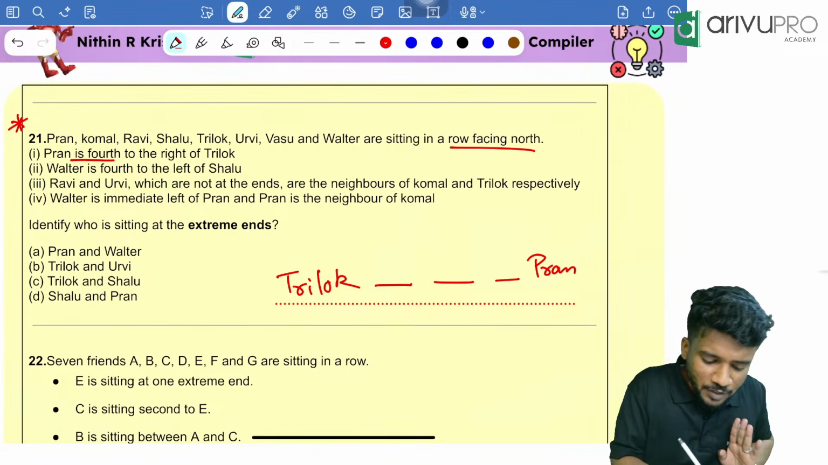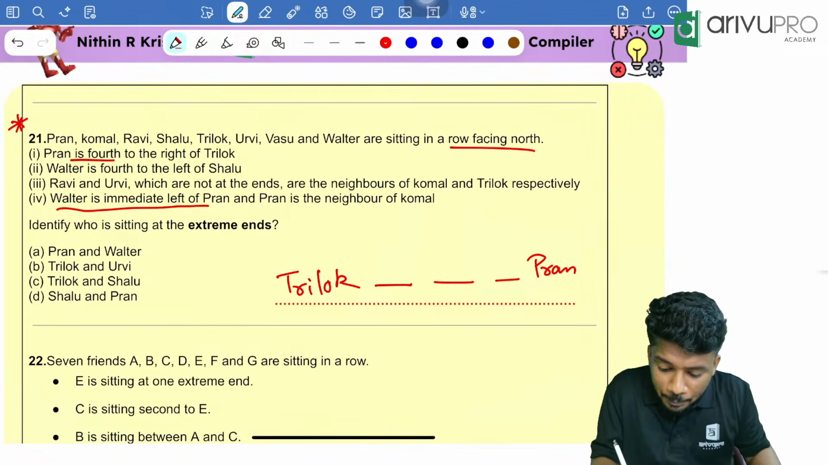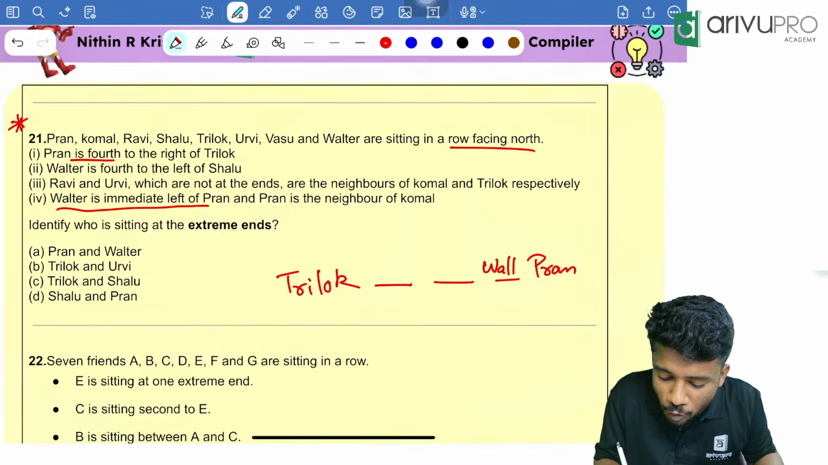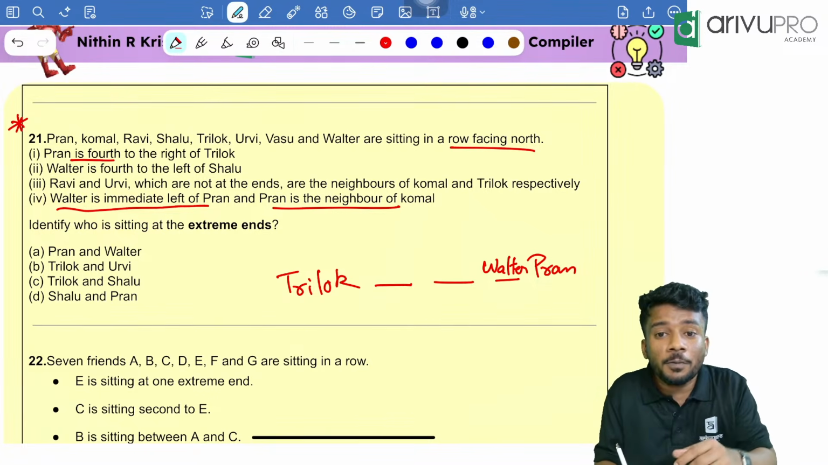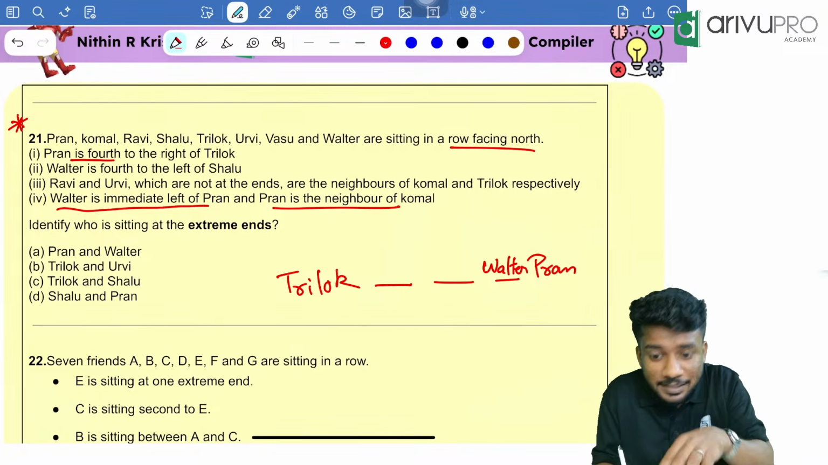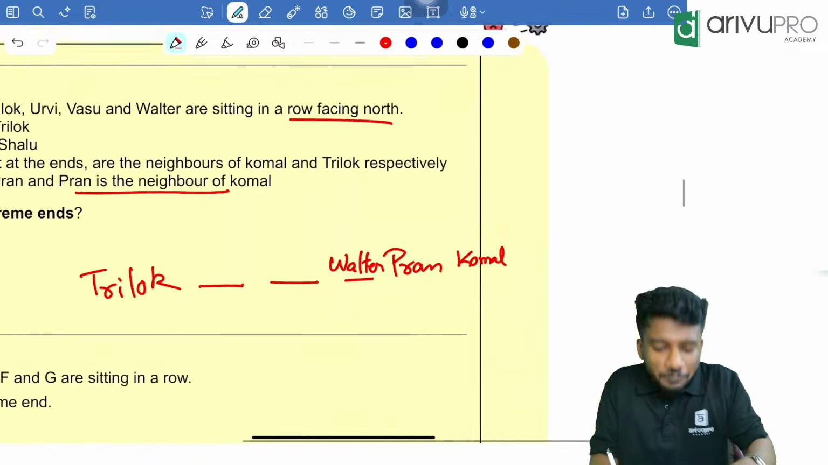Let him be there. Ravi and Urvi, let it be there. Walter is immediate left of Pran. That means Walter is over here. Then Pran is neighbor of Kamal. Can Kamal kill Walter and sit here? No. Then where will Kamal sit? To the right of Pran.